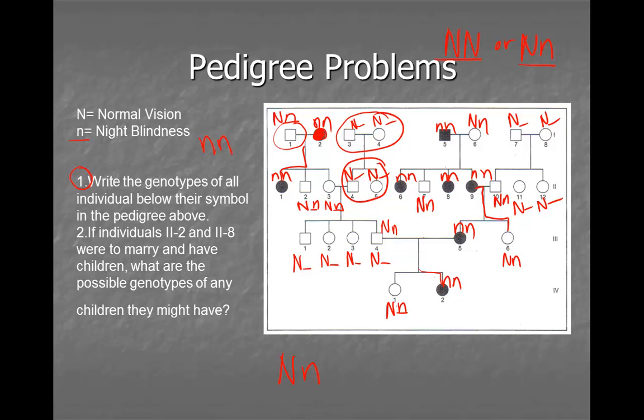Now, question 2 says if individuals 2, 2 and 2, 8 were to marry, so let's identify those. 2, 2 is right here, 2, 8 is right here. What would be the possible genotypes of any children they might have? So we can do a little Punnett square: big N, little n, little n, little n. And you might be doing these in your head by now, but if you need to, just to double check, go ahead and write it out. So the possible genotypes that the children could have would be big N, little n, or little n, little n.